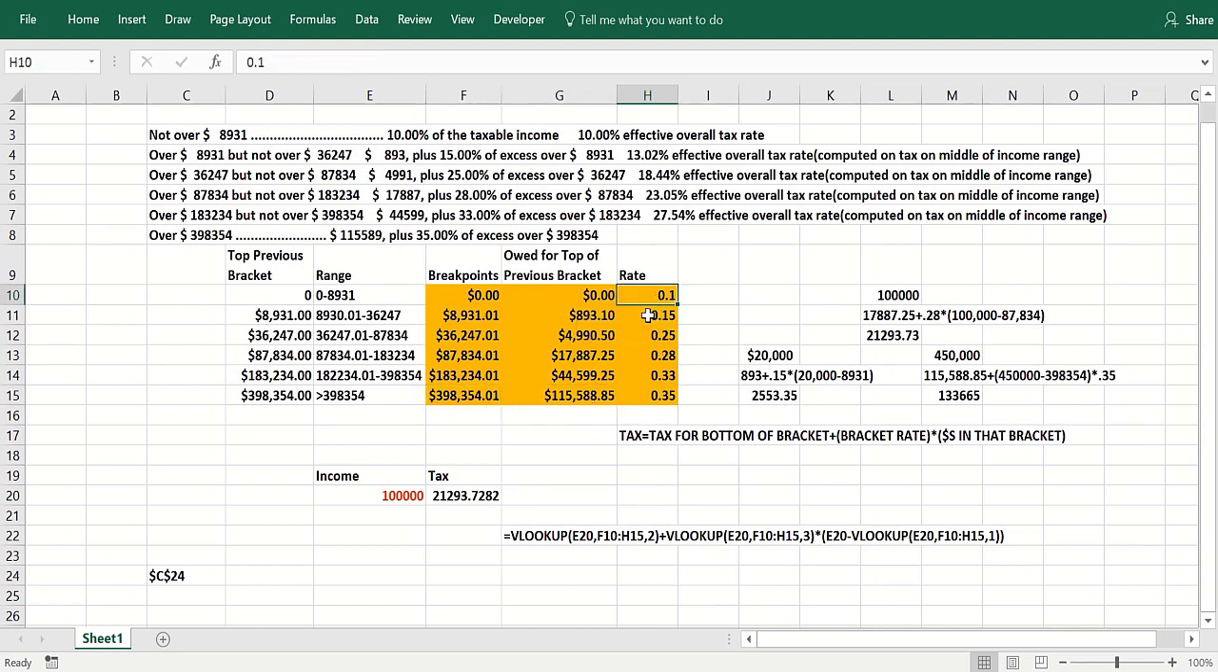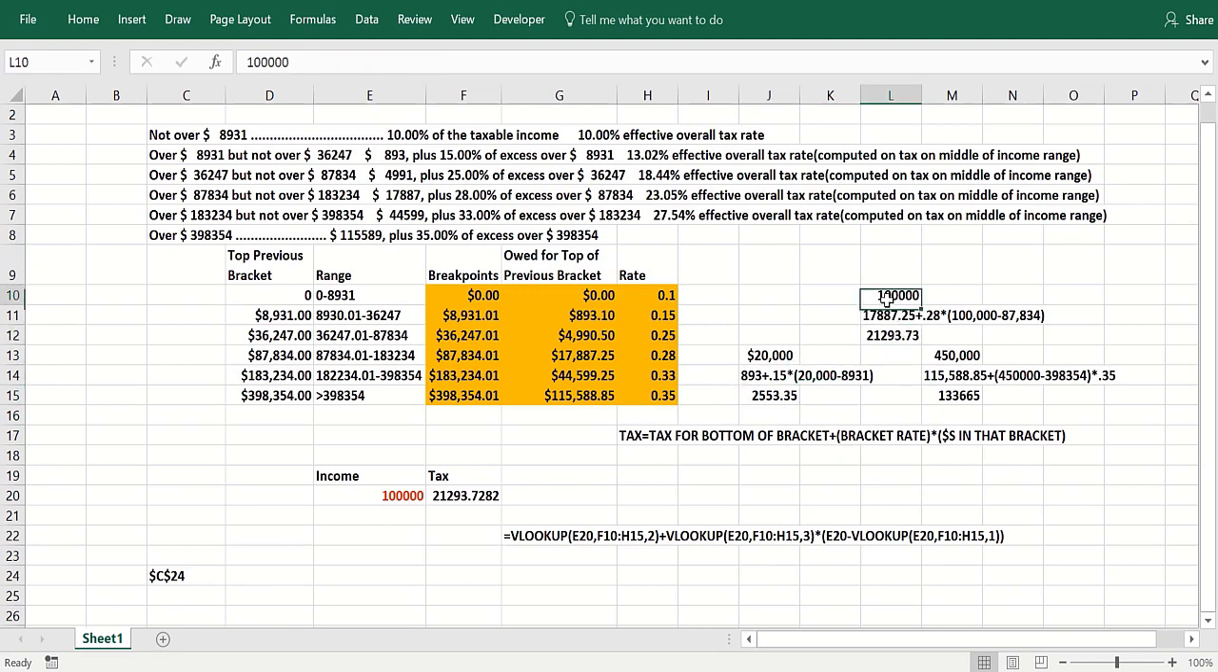We need the tax rates, which I've written in column H. And we need what was owed for the top of the previous bracket. We'll see why. So here's some examples of how you compute the tax. If you made $20,000, what would be your tax? Okay, $20,000 puts you here. So you take the $893 that you owed for the top of the previous bracket, plus 15% of $20,000 minus the top of the previous bracket, and that's $2,533.35.